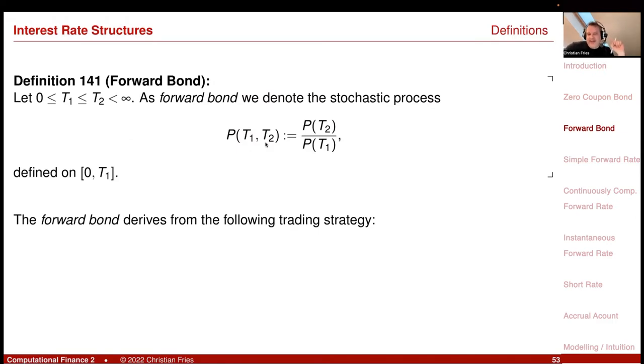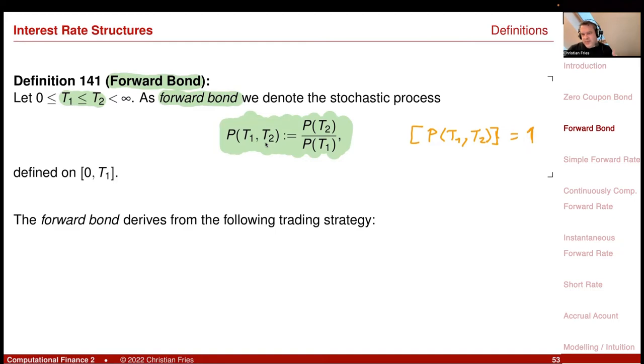So now comes an interesting product. I define from my zero coupon bond the stochastic process P(t, T1, T2), which is the ratio P(t, T2) divided by P(t, T1). This is called the forward bond. I assume T1 is smaller or equal to T2, and I define the forward bond as the ratio P(t, T2) divided by P(t, T1). If you think of physical units, this is dividing one currency by one currency, so it is unitless.